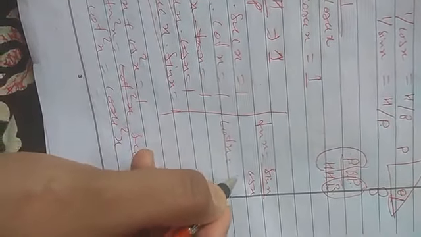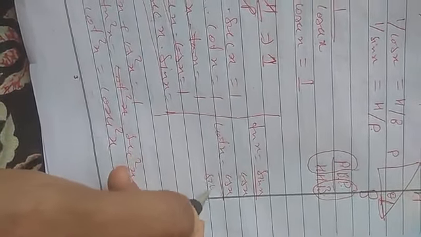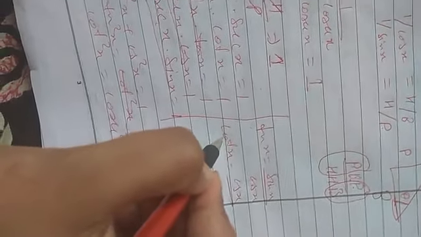Now we can have some more properties of class 10, such as tan x equals sin x upon cos x, and cot x equals cos x upon sin x. Sin square x plus cos square x equals 1. 1 plus tan square x equals sec square x. 1 plus cot square x equals cosec square x. These properties can all be proved through the triangle law.